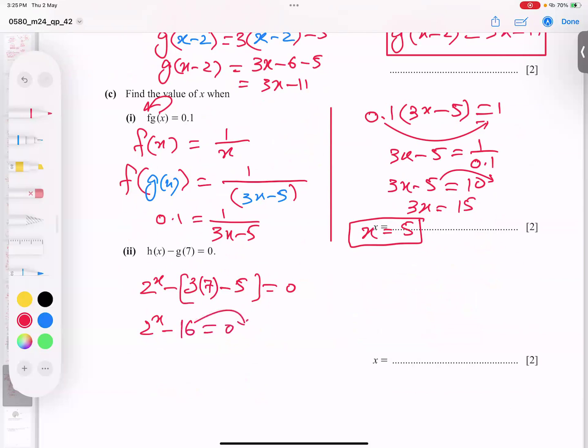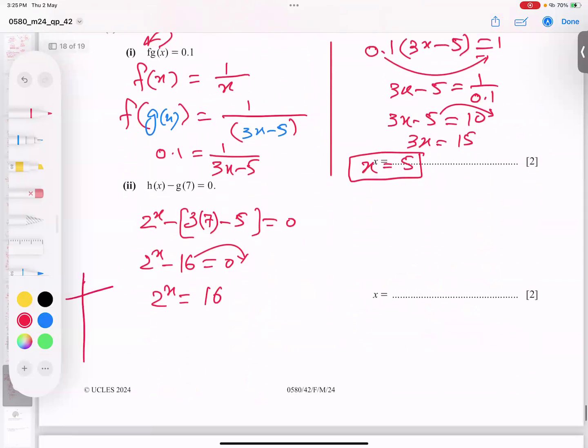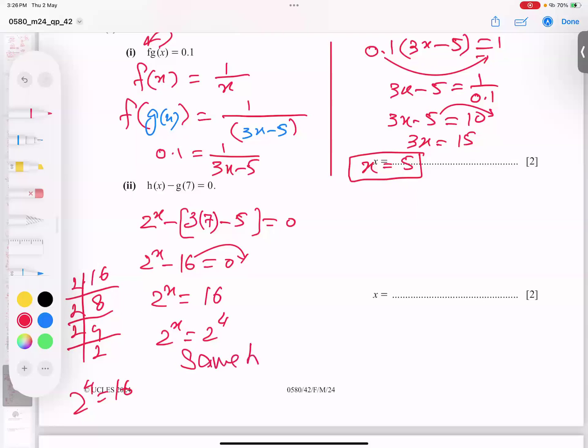Bring it on the other end. 16 is what? You can check in the calculator. 2, 8 times 2, 4 times 2, 2. So 2 to the power 4 is 16. So the bases from both sides cancel out, or we write the word same bases. So x is equal to 4. I believe you got the point.